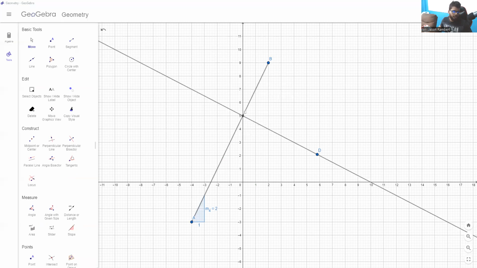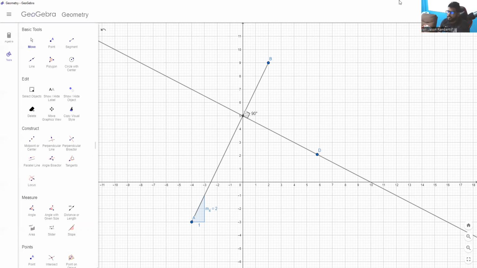Now, if you watch, the word perpendicular means 90 degrees. So the angle made between AB and CD, the angle made between the two lines, is 90 degrees. The law says, if I multiply the gradient of AB by the gradient of CD, I'm going to get -1.